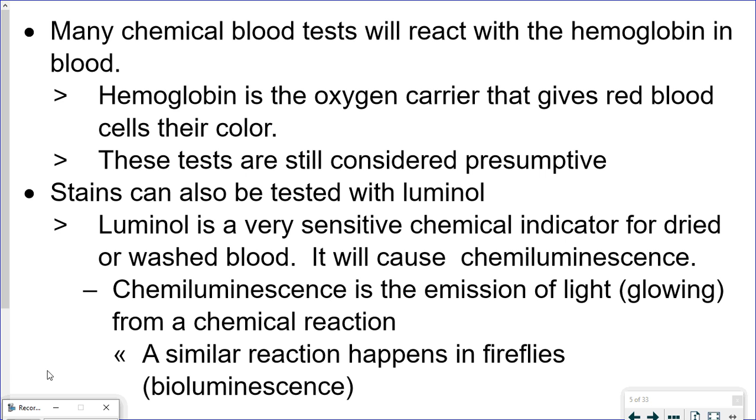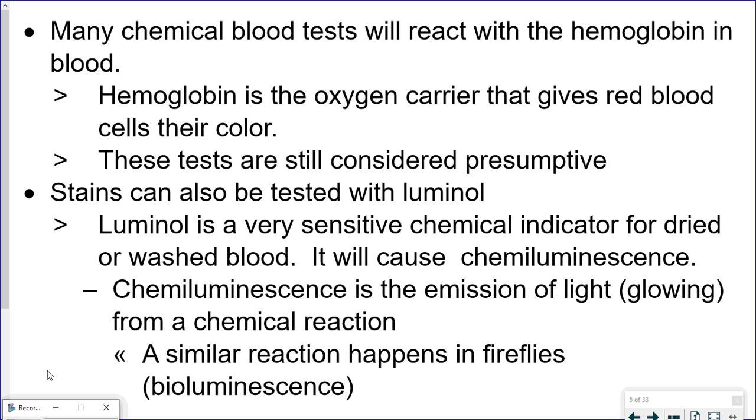So a lot of blood stains will be tested with luminol. So after it's been attempted to clean up, it's been dried, things like that. Luminol is a very sensitive chemical indicator for dried or washed blood, and it causes chemiluminescence. Chemiluminescence is the emission of light or glowing from a chemical reaction. So you may have seen this in crime shows, especially if they think the crime scene's been cleaned up. They'll spray a chemical, a lot of times use a UV light or something like that, and it will glow a pink or purplish color.